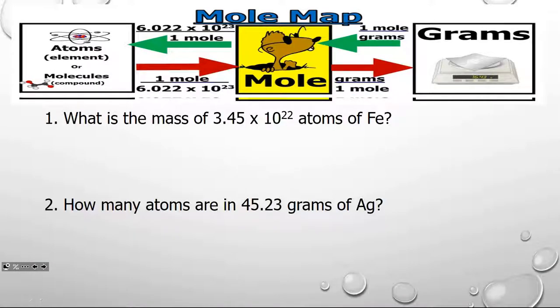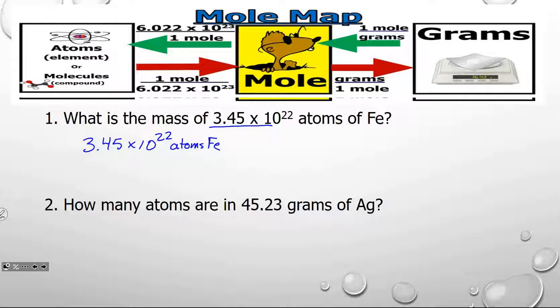So I put this on the top so that we could see what's going on here. We're going to be using dimensional analysis or factor labeling, whatever you want to call it, to change from atoms of iron here on the left all the way over to grams of iron on the right. Whatever they give you is what you want to start with. So we're going to start with 3.45 times 10 to the 22nd atoms of Fe.